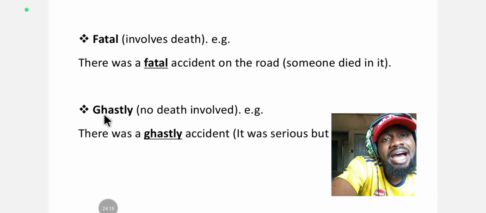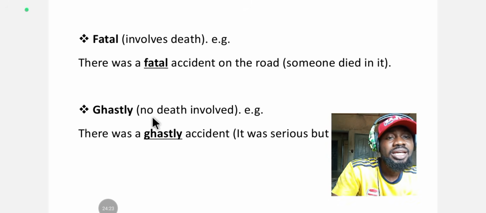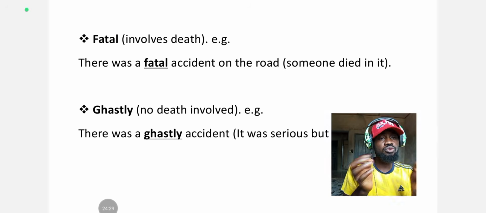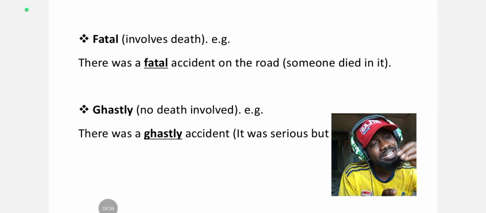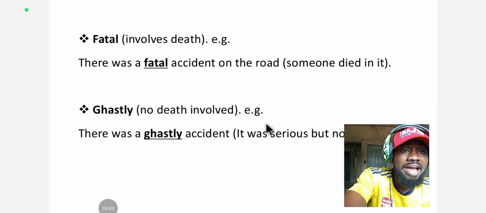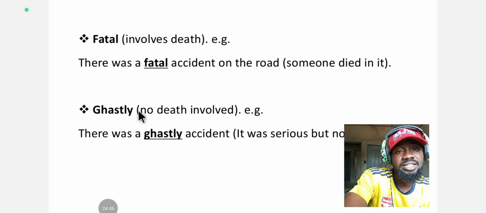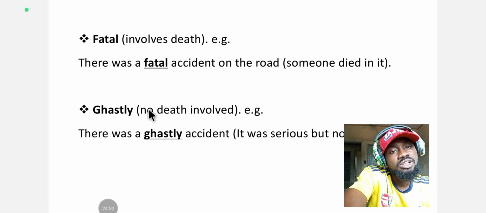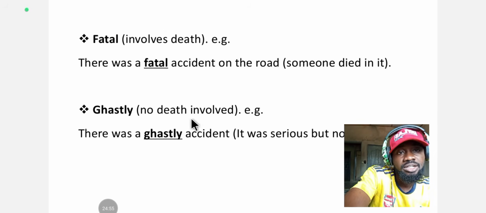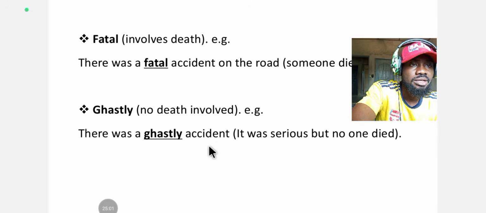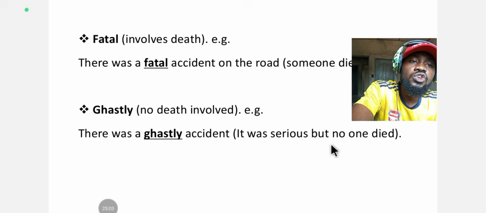But on the other hand, this one here, this form here called ghastly. Ghastly. It means that it was serious. Though it's a serious, dangerous event, traumatic event, death was not involved. No one died. No life was lost. So no life was lost during the incident. You use ghastly. So involving death, use fatal. Not involving death, use ghastly. So let's look at the example of ghastly. The example we have here is there was a ghastly accident. It means that it was serious, but no one died.